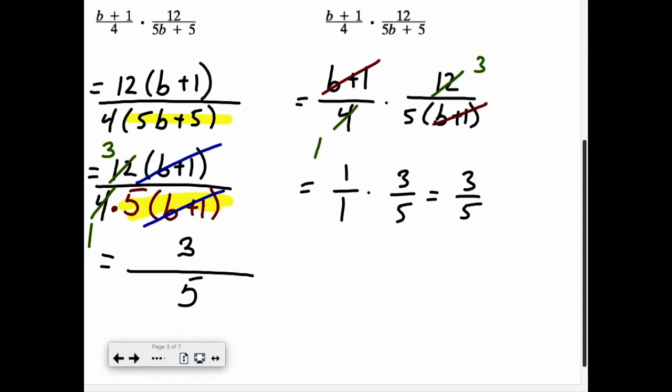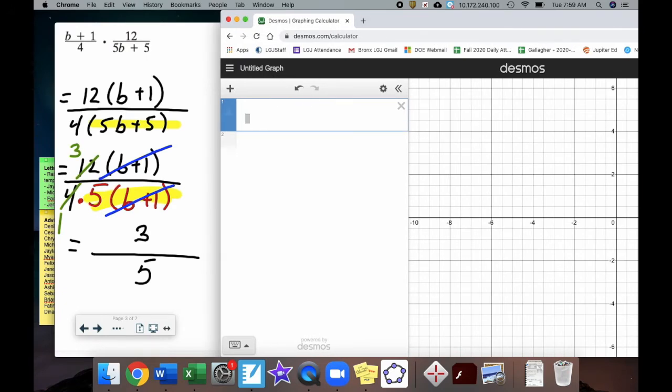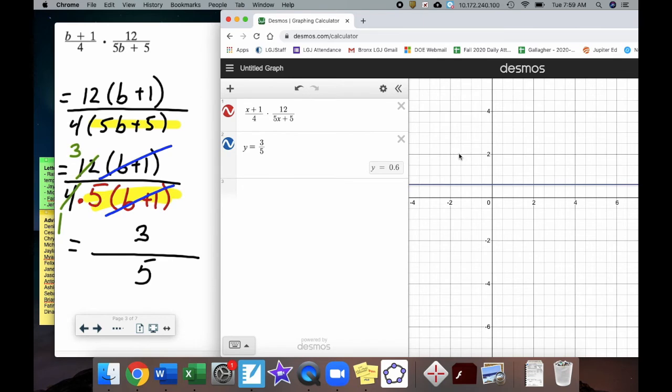Now we're going to check out how to check these using Desmos, because it is always a really good idea to be able to check your work before you hit submit on DeltaMath or turn in an exam. We know our original was x plus 1 over 4 times, you can just put the little asterisk above 8 for times, 12 over 5x plus 5. All I've done is I've replaced the b's with x's so we can graph it. And then I'm going to do 3 over 5 as well. And, oh, I need a y equals there. It's the exact same thing.